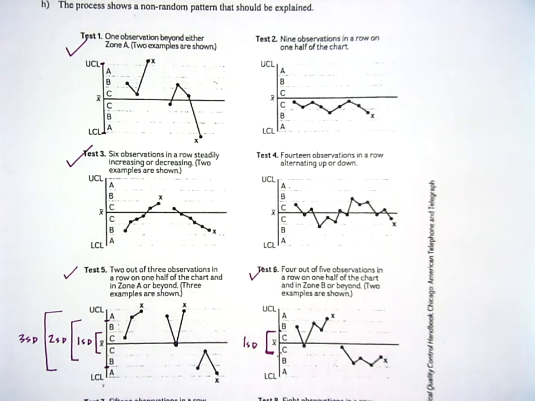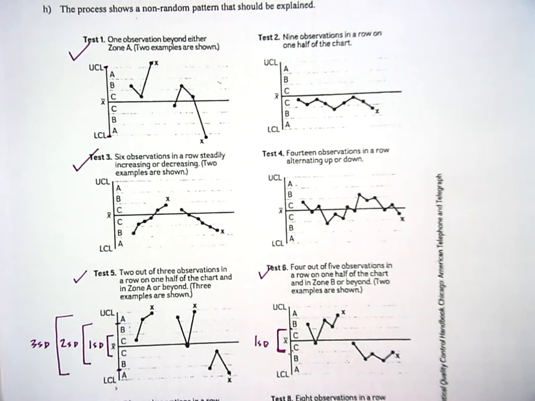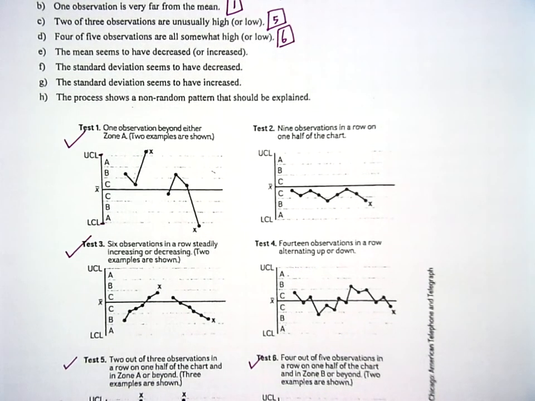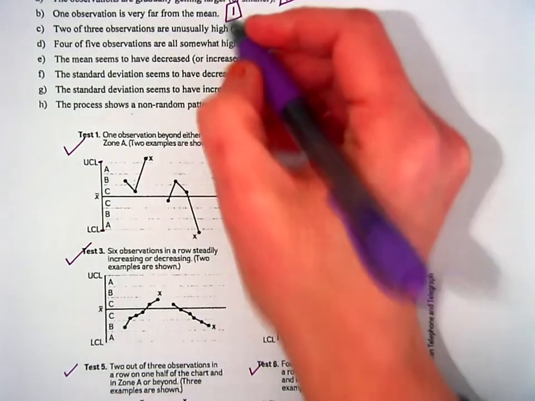All right, for E, the mean seems to have decreased or increased. So we're just looking at a change of mean. So the change of mean should be in number 2.